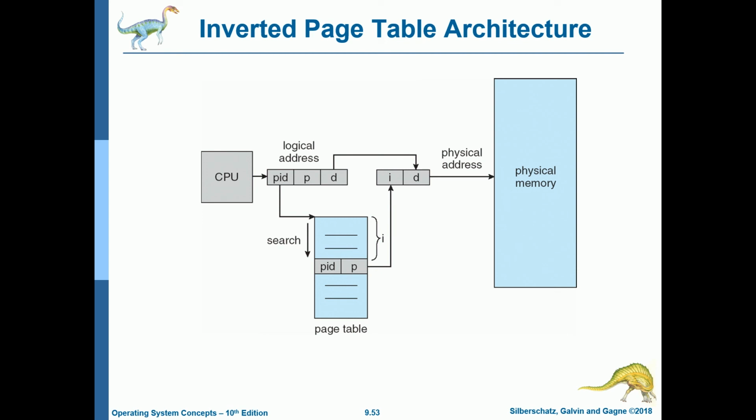The inverted page table is then searched for a match. If a match is found, say at entry i, then the physical address i with the offset is generated. If no match is found, then an illegal address access has been attempted.